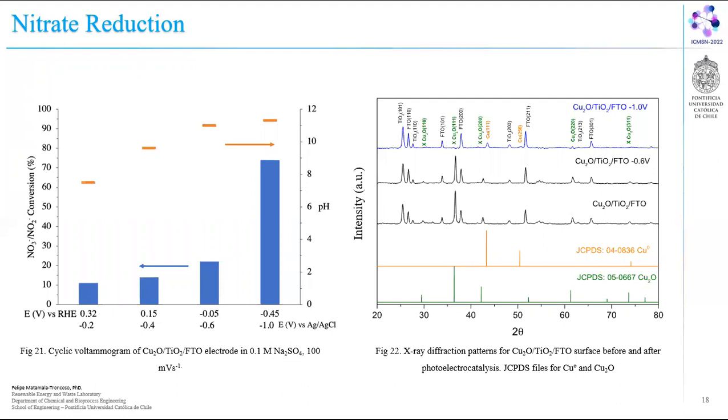When we work with potentials more negative than minus 0.6 volts, the formation of metallic copper on the surface was detected, and then the system stopped responding to the illumination and becomes an electrochemical system, obtaining higher and better conversion rates. We confirm this behavior when we study the X-ray patterns, and we observe that when I work at minus 1 volt, the cuprite patterns are lost, and metallic copper patterns emerge.